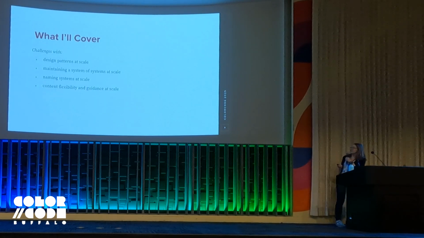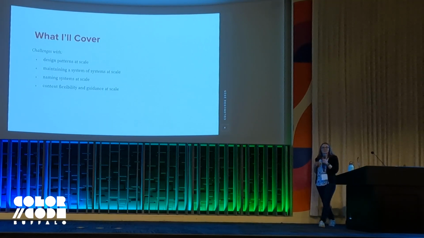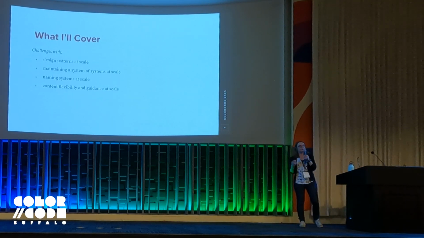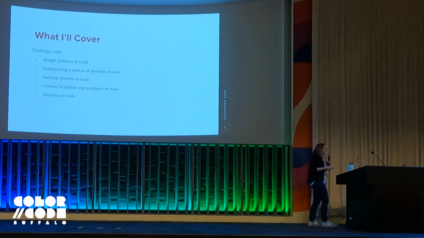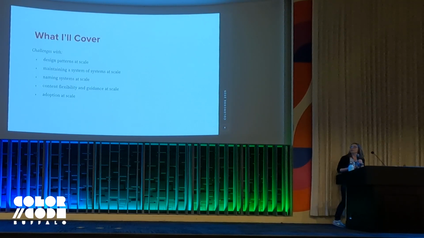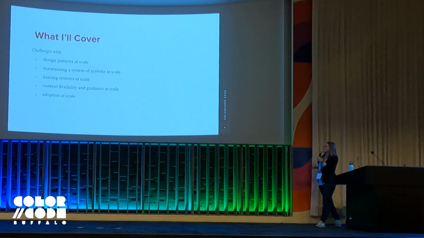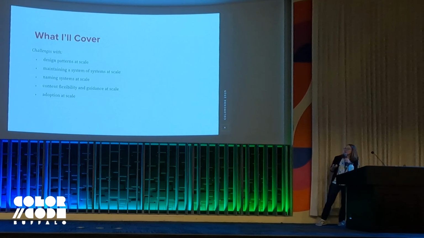I love talking about naming, mostly because it's probably one of the hardest parts when it comes to design systems. I'm going to talk about content flexibility at scale. I am not a content strategist, so I'm not going to get too much in the weeds on this one, but I do think there are certain things that we can look out for as design systems designers and developers. And then finally, I'm going to talk about adoption at scale. There are a lot of great resources out there, and honestly, these resources are fantastic, so I'm not going to get too much into details on this one, plus this is only supposed to be a 35-minute talk. So I'm going to touch on it a little bit, but it's not going to be a huge section.